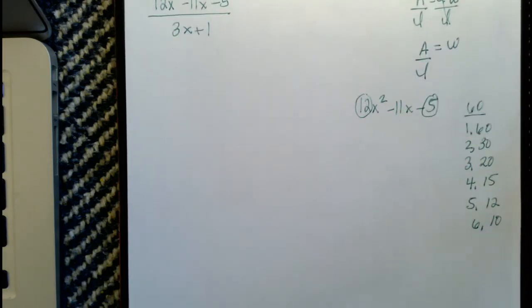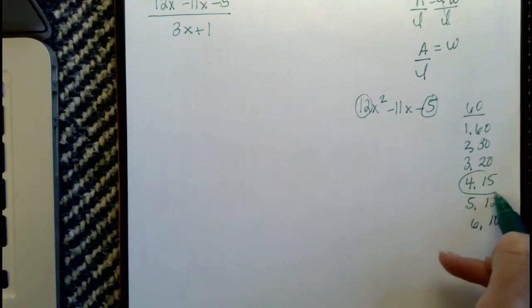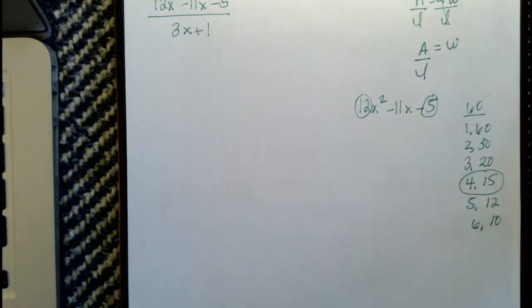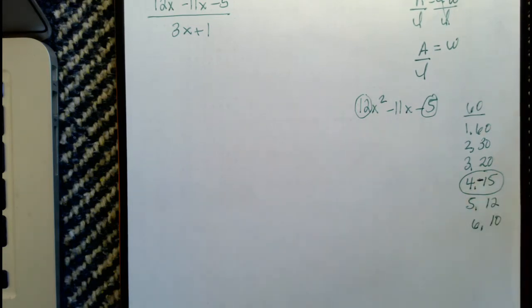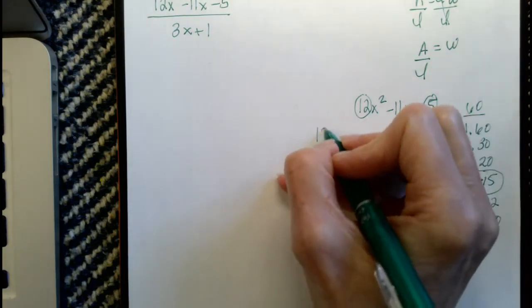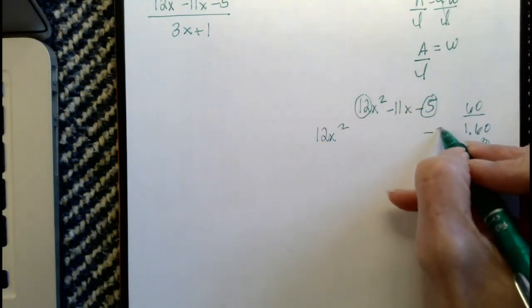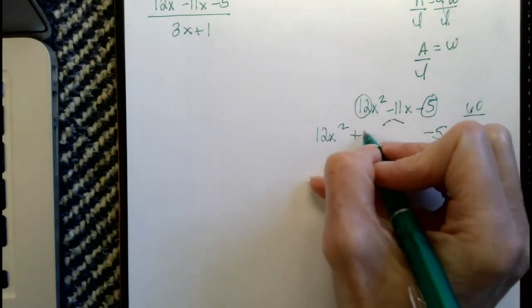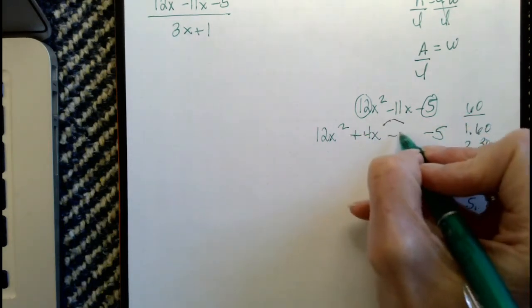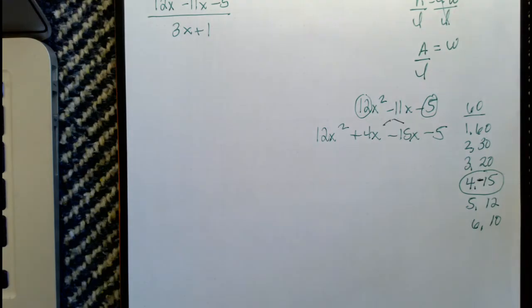And we want to find a value that combines to be negative 11. In fact, I'm going to just say combines to be 11, which is going to be the 4 and the 15. And in fact, what we need is 4 minus 15. So we've got 12x squared minus 5. We're splitting the middle here. And we get plus 4x minus 15x. And we're going to group.